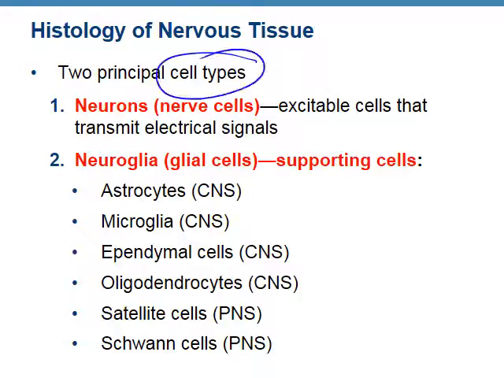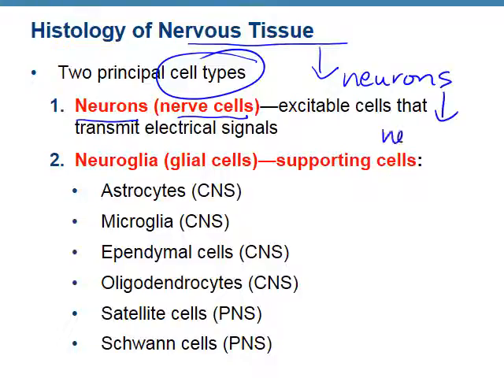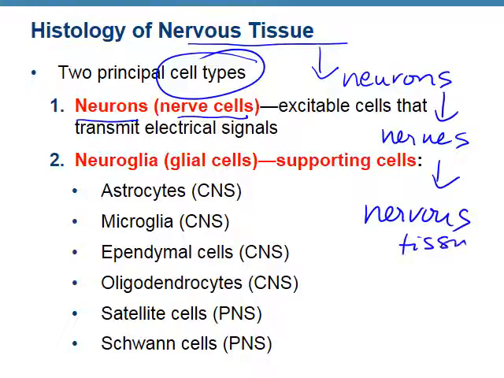On to the cell types. So neurons, these are the nerve cells. So what's in nervous tissue? Inside nervous tissue, we have neurons. Bundles of neurons together make nerves. A bunch of nerves makes nervous tissue.